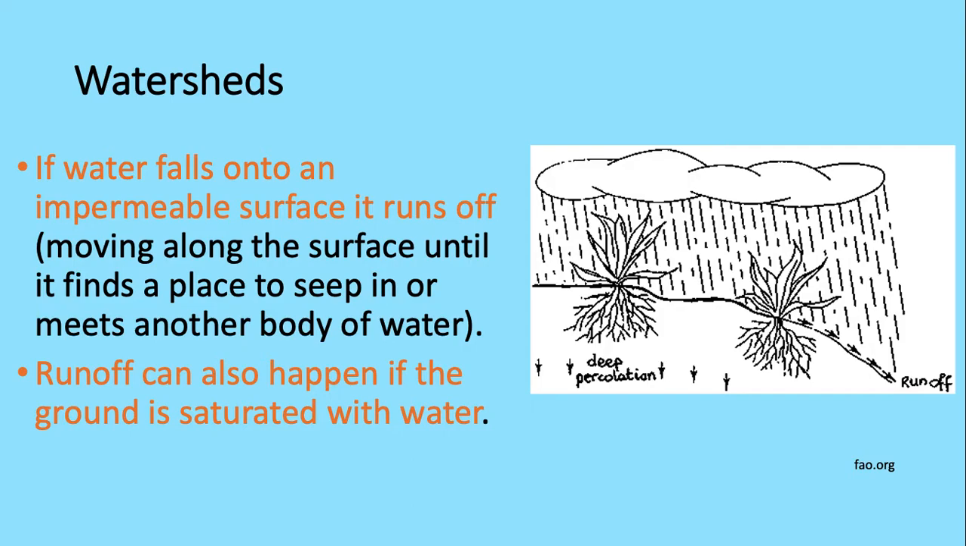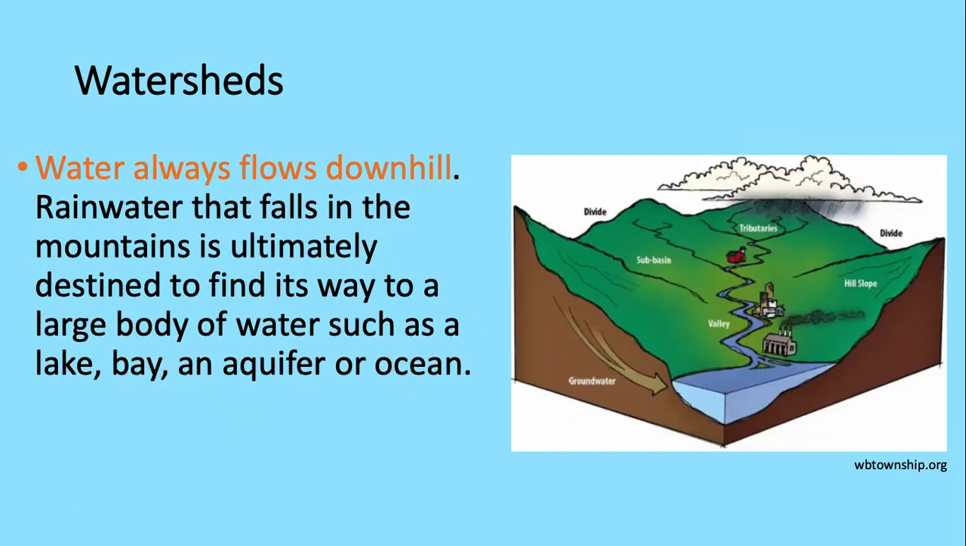Runoff can also happen when the ground is saturated with water. So when it's been raining a lot, the groundwater can get full, and then you'll have runoff on the surface. Water always flows downhill. It's important to remember that. Rainwater that falls in the mountains is ultimately destined to find its way to a large body of water such as a lake, bay, an aquifer, or ocean.